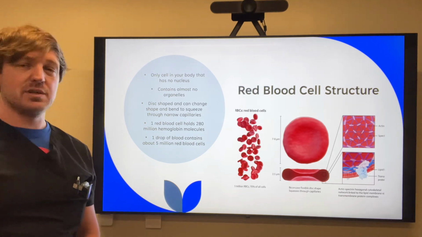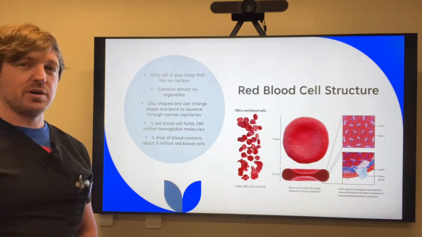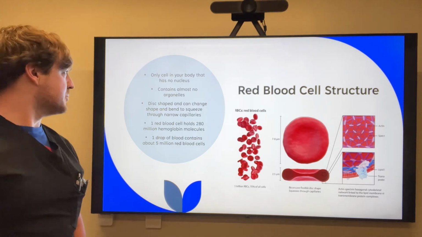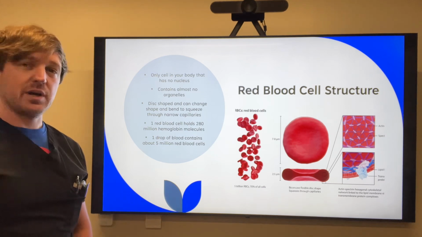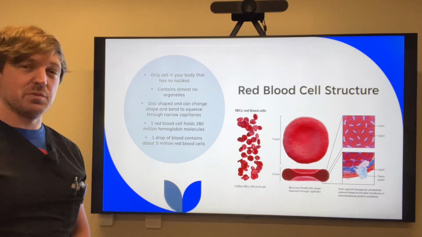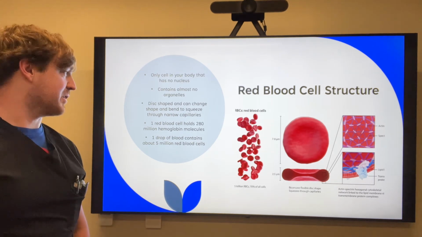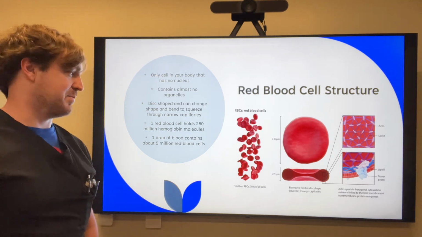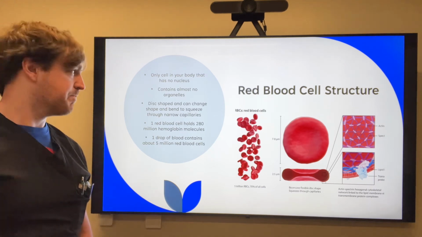Let's see, red blood cell structure, just real quick. It's the only cell in your body that doesn't have a nucleus. It contains almost no cell organelles. It's disc-shaped and can change shape and bend and squeeze through narrow capillaries. One red blood cell holds 280 million hemoglobin molecules, and one drop of blood contains about 5 million red blood cells. So it's a lot. Oh, and about 70% of the cells in your body are red blood cells, 5 trillion of them.